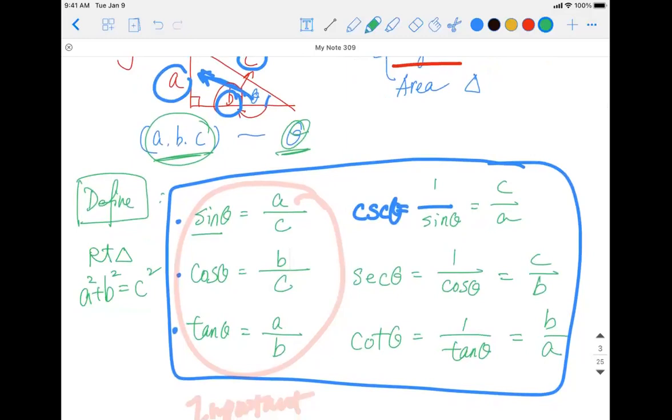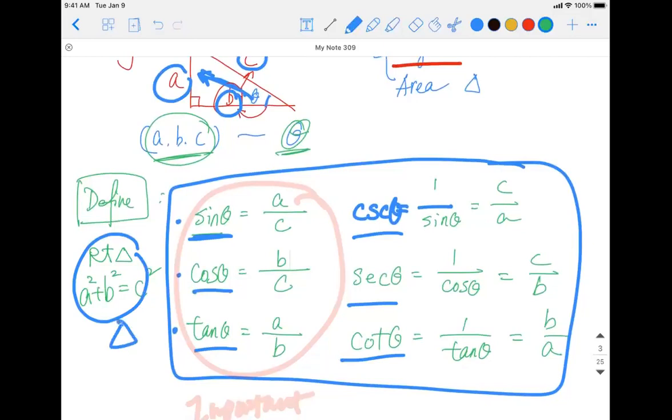And because the right triangle has such a Pythagorean theorem, that really implies that for our trigonometry definitions, sine, cosine, tangent, cotangent, secant, cosecant, there might be some relationship, because you have a squared plus b squared equals c squared. Therefore, there might be some relationship that helps you to understand all those trigonometric functions.